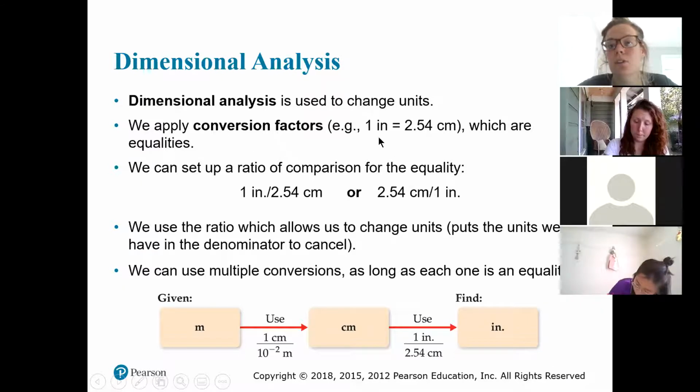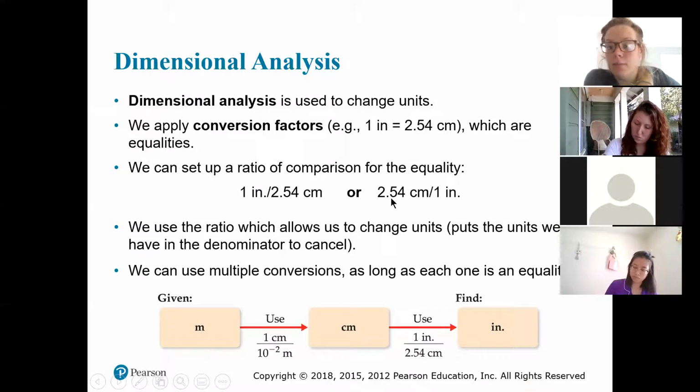An example of a conversion factor would be 1 inch equals 2.54 centimeters. Conversion factors are just equalities. It's two things with two different units, but they're equal to each other. We set up a ratio between those two things. So I can write it as either 1 inch over 2.54 centimeters or 2.54 centimeters over 1 inch.